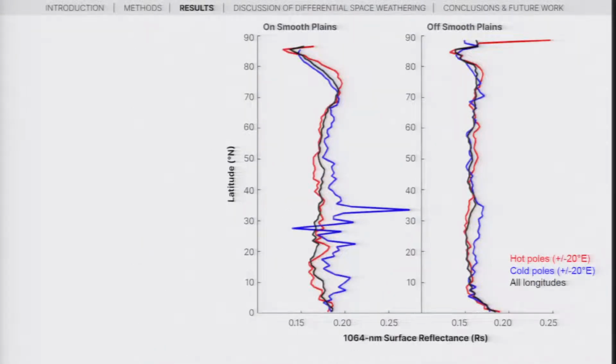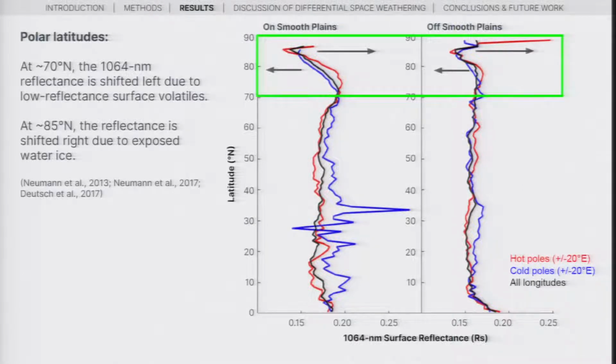So to get into some of our results, what you see here are the plots where we have the surface reflectance on the x-axis with respect to the latitude on the y. And again, I'm separating the smooth plains versus surfaces that are not on the smooth plains. The mean reflectance at 1 degree bins for hot poles is in red, for cold poles in blue, and averaged across all longitudes for any bin in black.